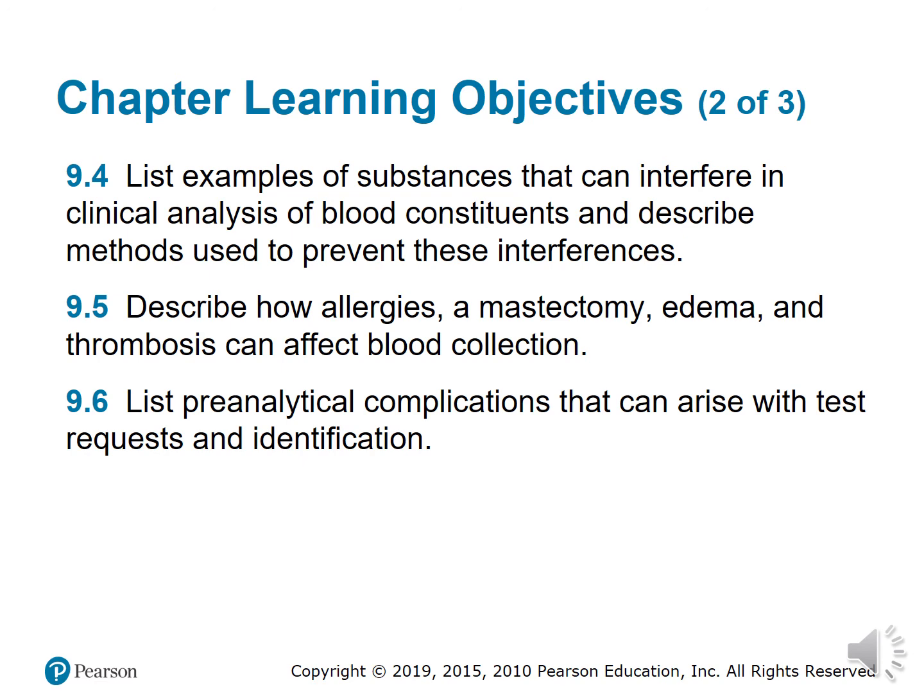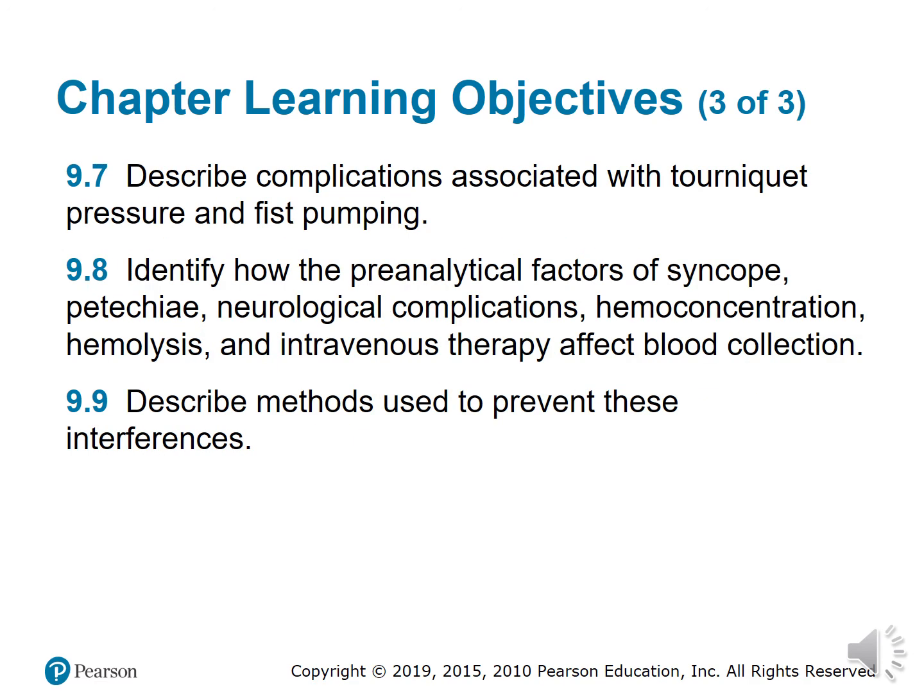List examples of substances that can interfere in clinical analysis of blood constituents and describe methods used to prevent these interferences. Describe how allergies, mastectomy, edema, thrombus can affect blood collection. List preanalytical complications that can arise with test requests and identification. Describe complications associated with tourniquet pressure and fist pumping.